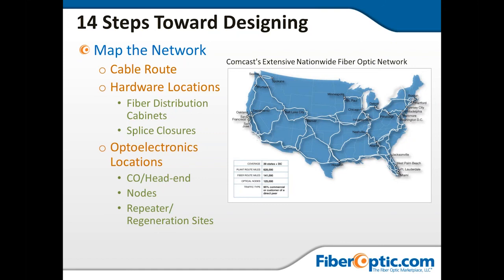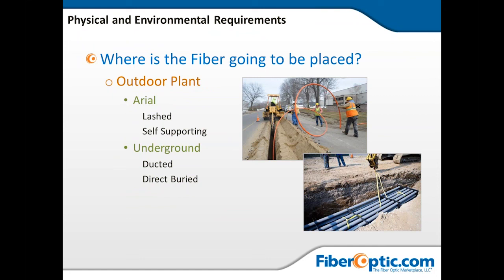Then our optoelectric locations, whether it's going to be the two ends, are we going to have repeaters or regeneration stations in between? Are we going to have nodes? Cable, central offices, head ends. Are we going to have shacks every 100 to 150 kilometers where we actually receive and repeat the signal? So are we going to have amplifier locations? All of this has to be taken into account when we're looking at the map, at the physical geography of the system. Then we got to think about where we're going to place it.